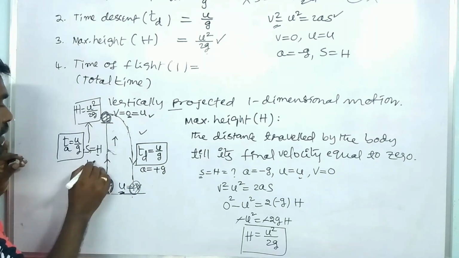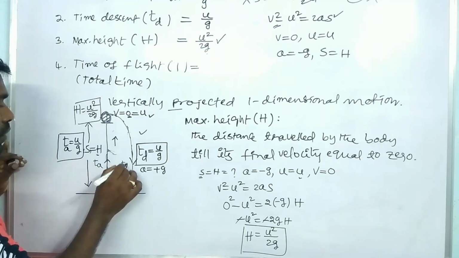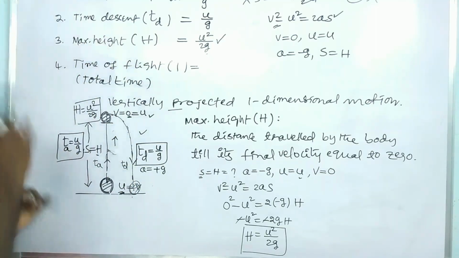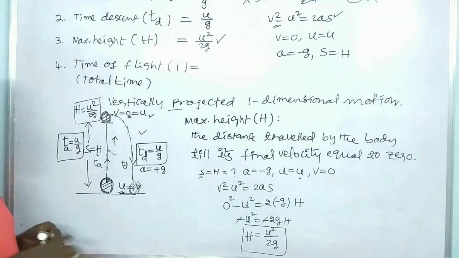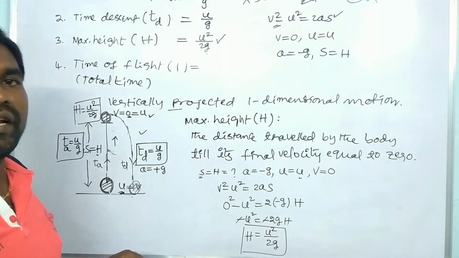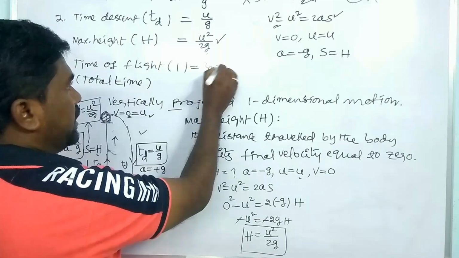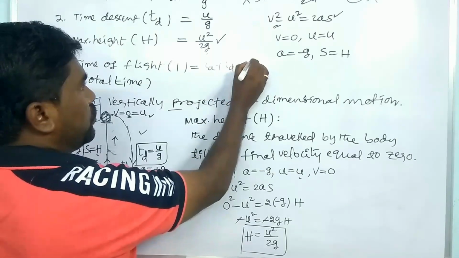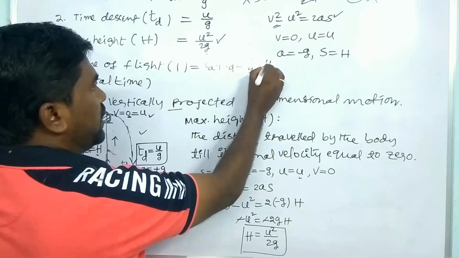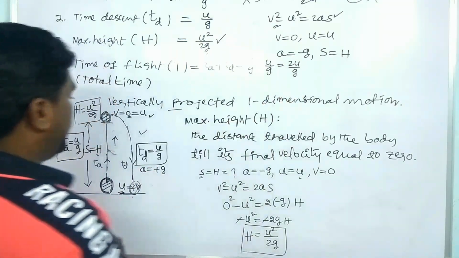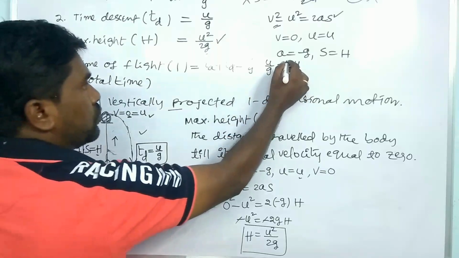So here there is one time, the time of ascent, and another time, the time of descent. These two times added give the time of flight, that is the total time taken by the body to reach its ground point. So that is TA plus TD. You can write U by G plus U by G.